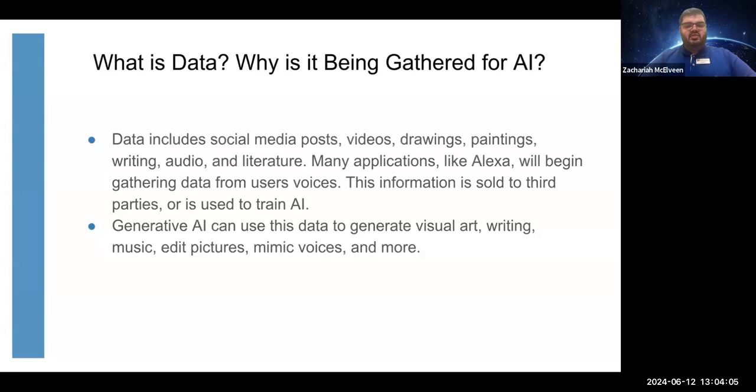Before we get started, the question is, what is data? Data includes social media posts, videos, drawings, paintings, writing, audio, and literature. A lot of these applications will be taking things that you post and using them to train AI or to collect data. Applications like Alexa will begin gathering data from your voice and from the conversations you're having, and it's going to start using this to train AI, and it might be sold.